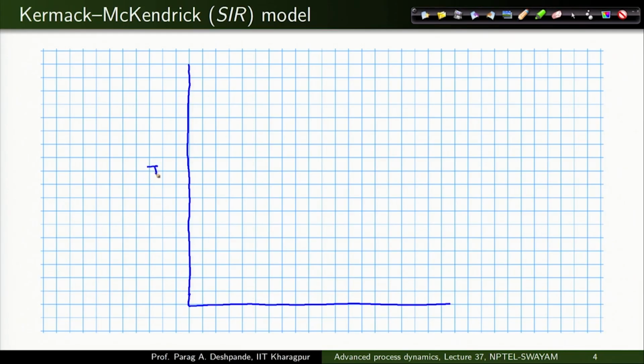This is I, this is S. I need to confine myself within this line, which is the line S plus I is equal to n. This is the line which corresponds to S plus I is equal to n. So, any solution to my system which is within this triangle is the feasible population.